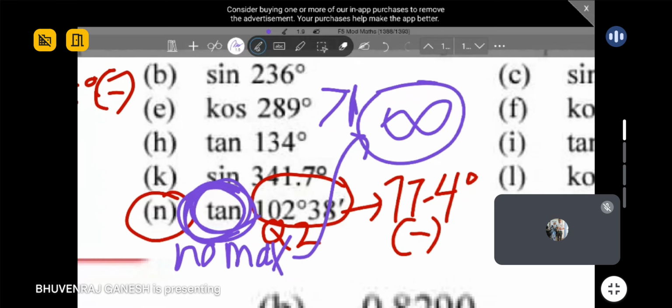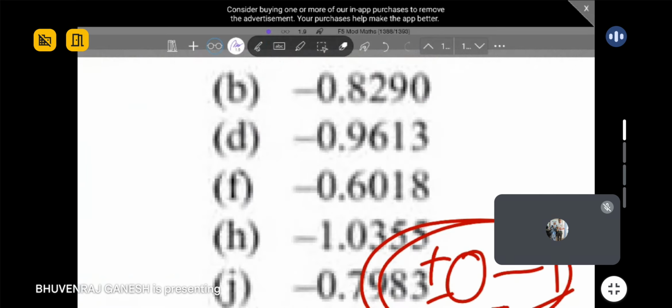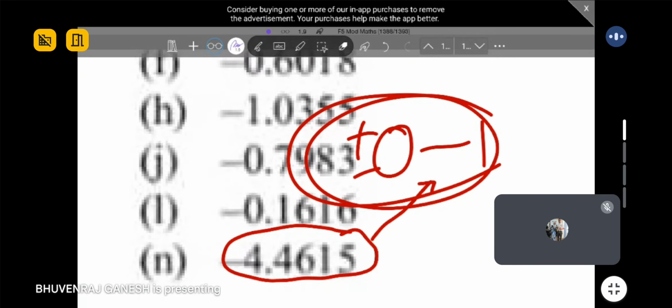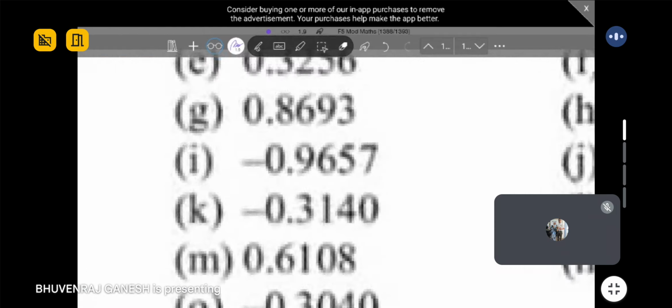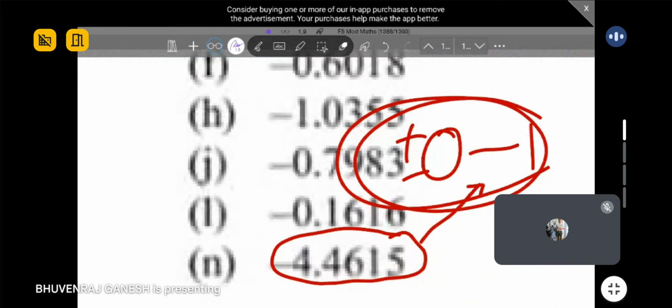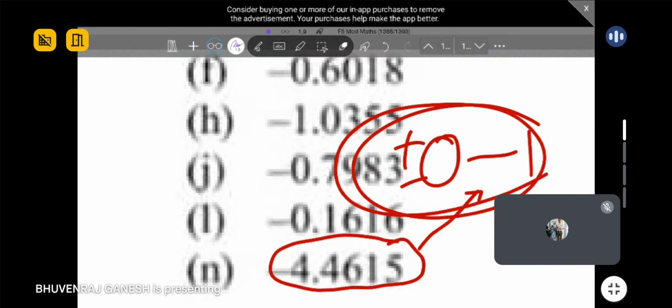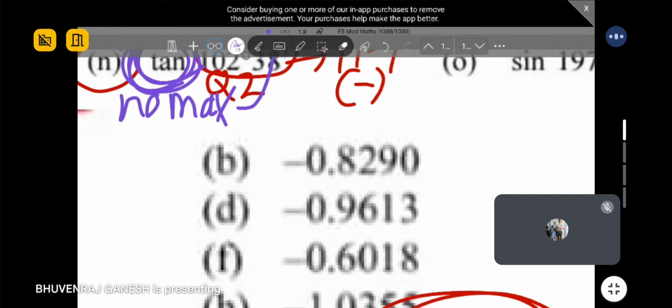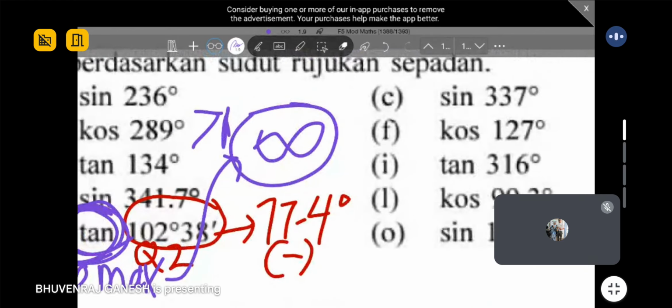Okay, so don't be shocked. Jangan terkejut kalau nampak jawapan macam ni. Negatif 4.46. Sebab kamu lihat semua jawapan lain, dia dalam lingkungan 0 sampai 1. Betul? All the other answers are 0 to 1 only. But this one, very special. Negative 4.46. Okay, tapi masih betul jawapan kamu. Okay, still correct. Okay? Alright. So this one, I choose, we talk about sine.